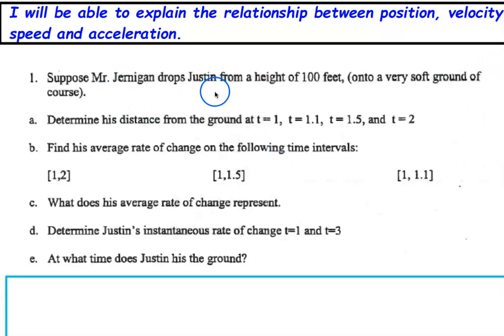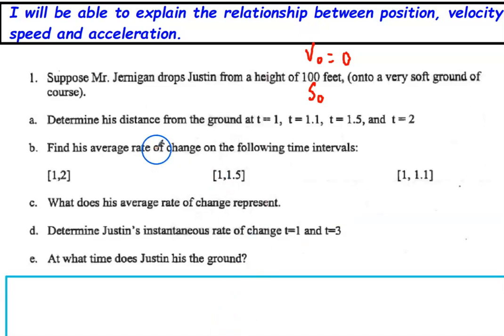All right, suppose Mr. Jernigan drops Justin from a height of 100 feet. So the 100 feet is going to be the initial position. And of course, he's dropping Justin onto a very soft ground because he doesn't want Justin to get hurt. And because he is simply dropping Justin, we may, in this case, assume that the initial velocity is 0, just holding him in the air, letting his legs dangle, and then he lets him go with no force.